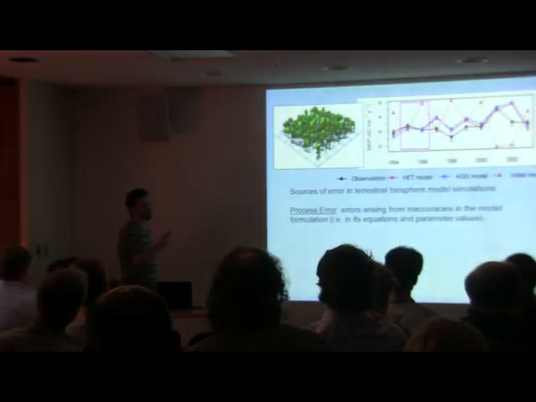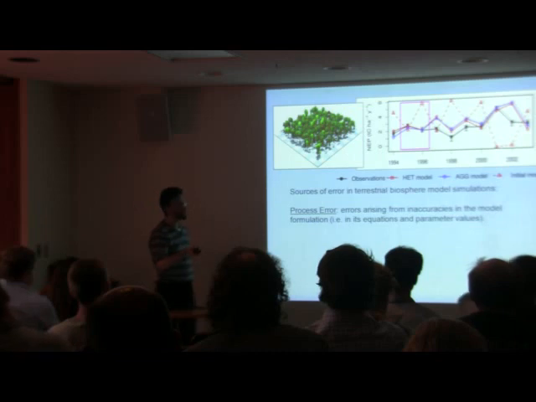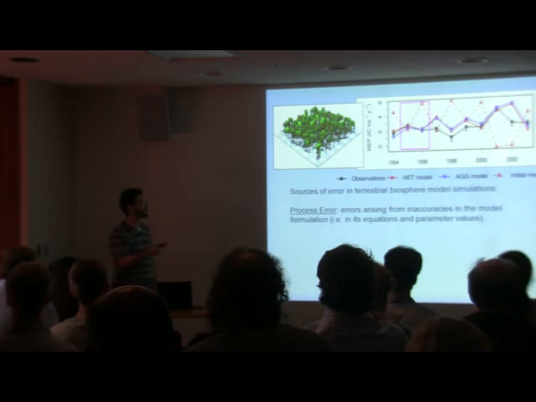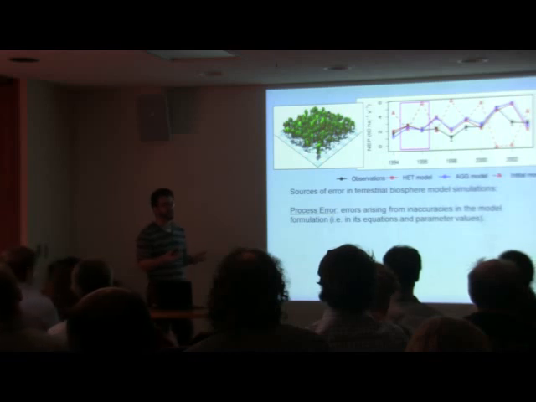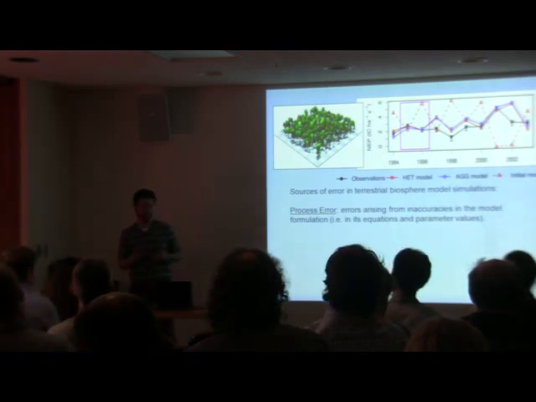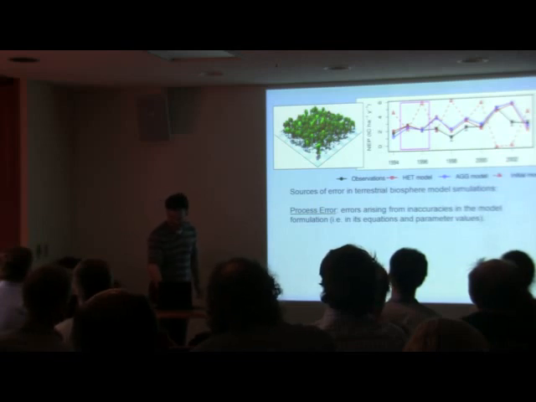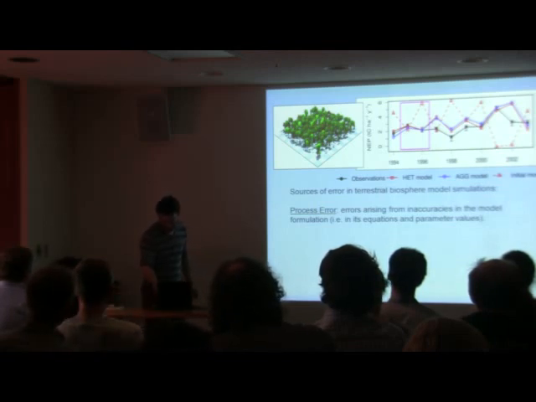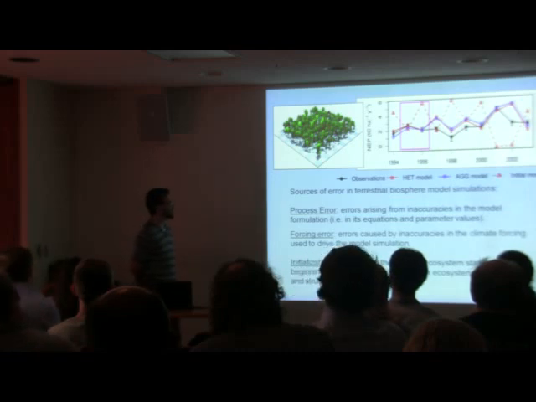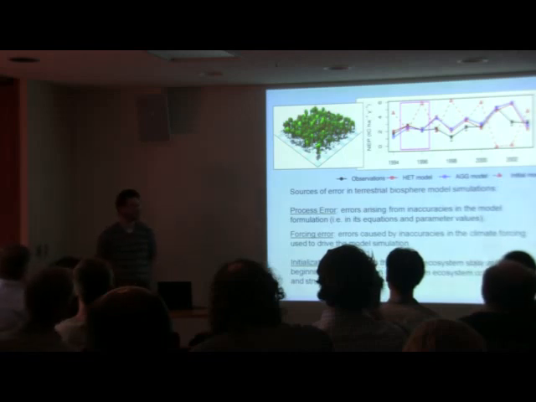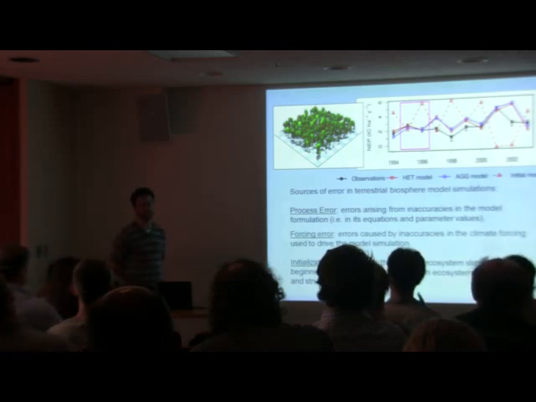So why is this? There are a couple of sources of error in all models, including terrestrial advisory models. First and foremost is the process error. This is about the errors arising from the inaccuracies in the equations within the models, the subroutines and parameters, or how the parameters are estimated. Just like Adrian said before, a lot of assumptions are made in models. The second error is the forcing error. That's trying to drive the model with meteorological forcing, and there could be inaccuracies spanning from that. But finally, there's the initialization error. So it's error in the initial ecosystem state at the beginning of your simulation.